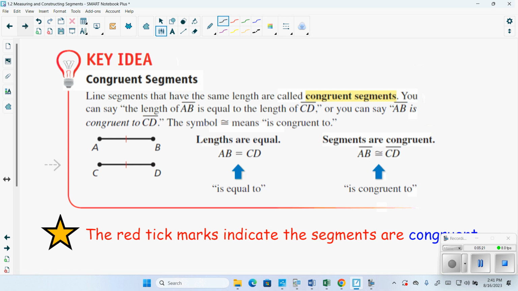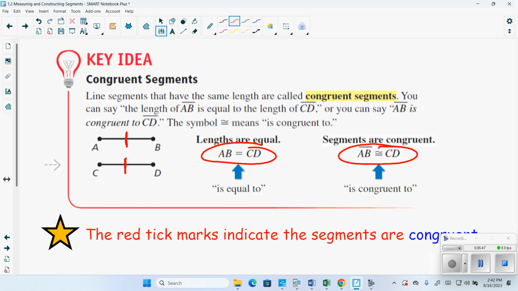A lot of times when we're doing these, you'll see these little tick marks, and I'm going to use the red like they do right here, the tick mark that goes down the middle. Anytime you use a tick mark, that means that those two are congruent segments. Their lengths are equal. So notice equal and congruent. These are two different. Okay? AB is congruent to CD.